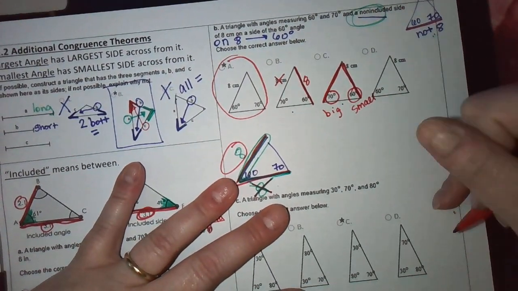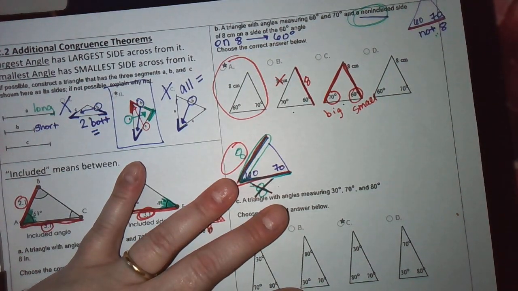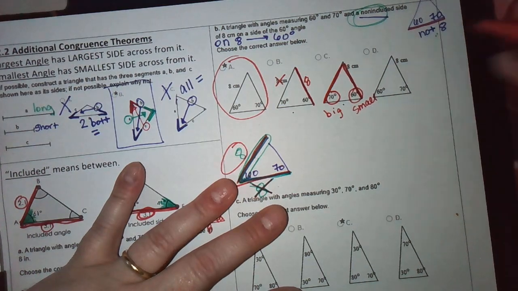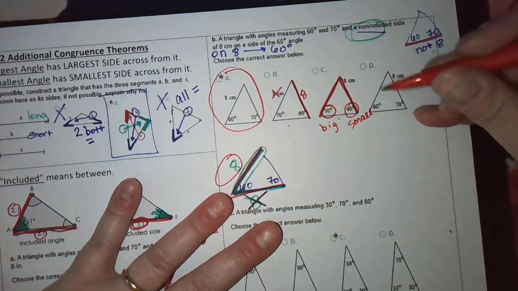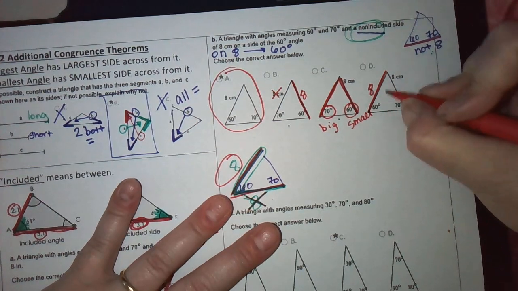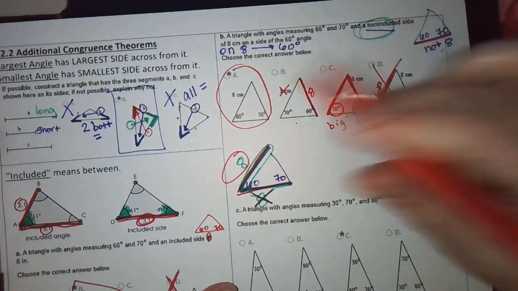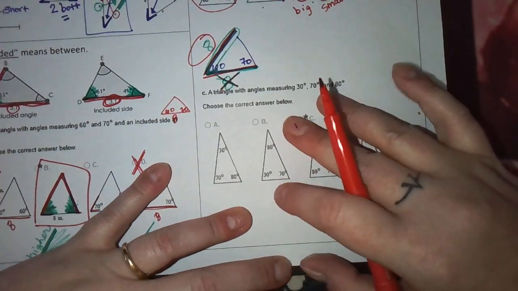Okay, and then if we look at part D, it looks like we need the 8 to be on the side of the 60. So here's the side of the 60, and 8 needs to be on that side. So that's why D's out. Alright, so A. Alright, let's look at C.